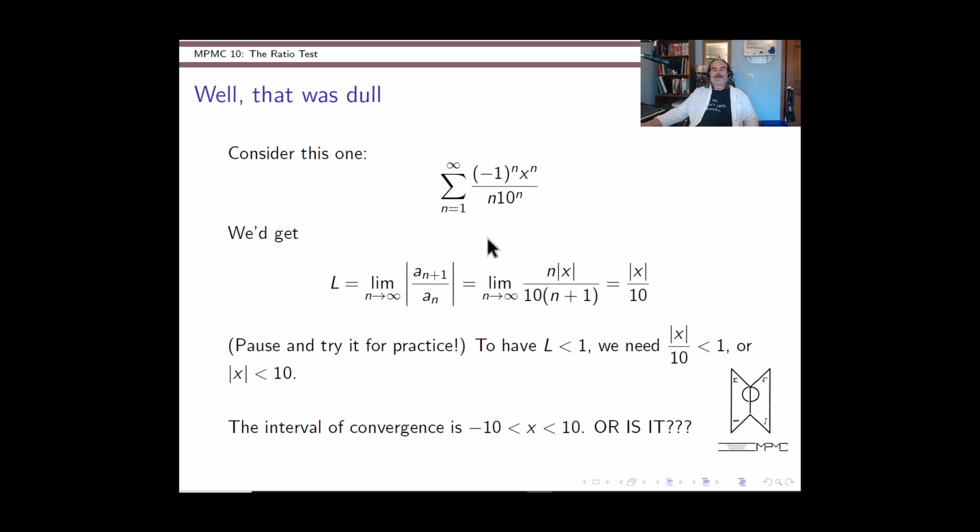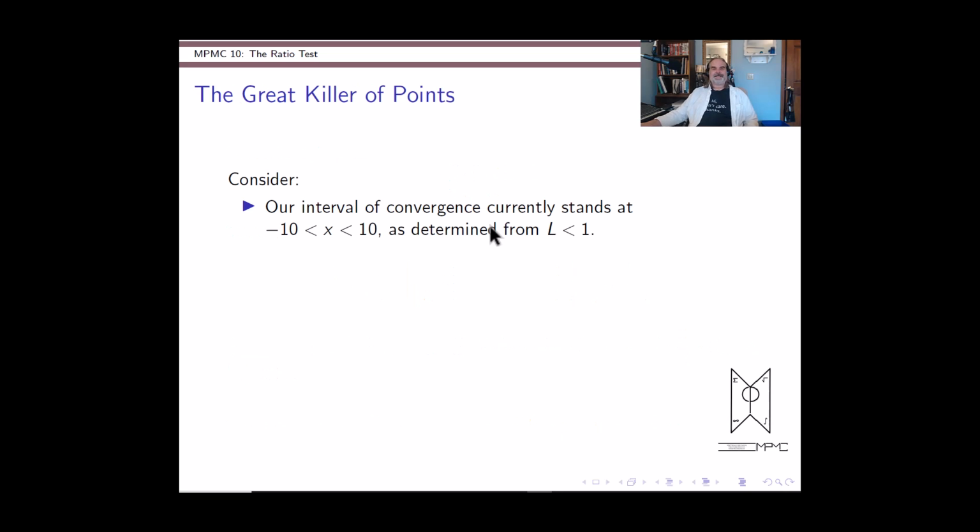Or is this the interval of convergence? Haha. There's a subtle extra bit here, which I will call the great killer of points. I have taken more points off of test problems on the ratio test for people forgetting to do this than any other error that gets made during the ratio test. So any test problem about use the ratio test to determine the interval of convergence of this power series, 10-point problem, the number of times I've ended up having to give a 7 because people forgot to do this extra bit, it pains me to think about that.